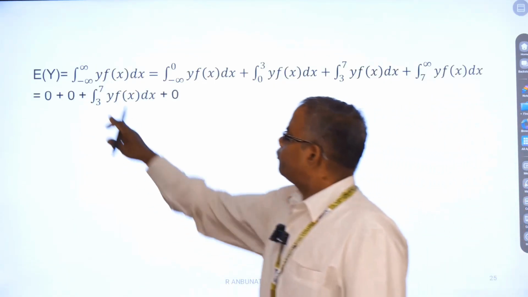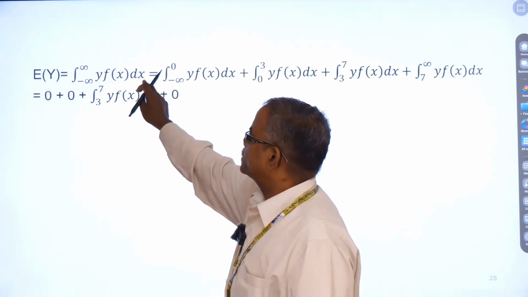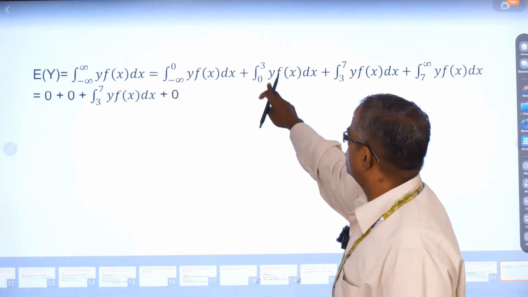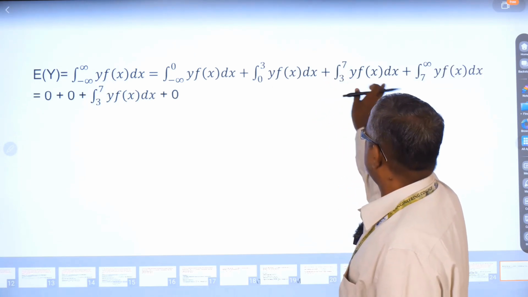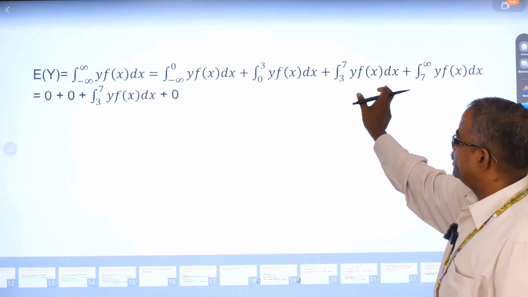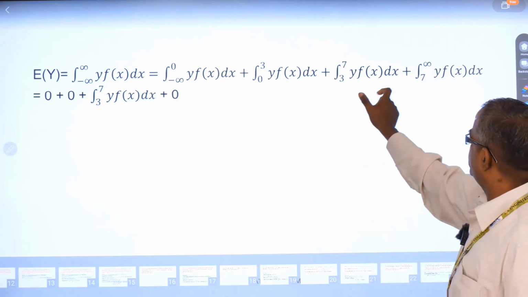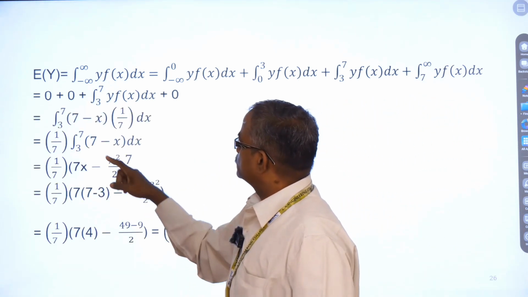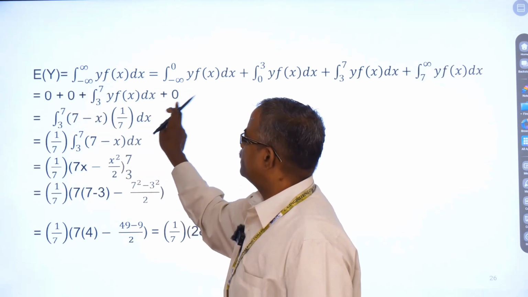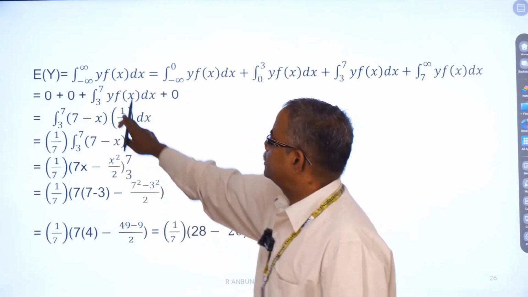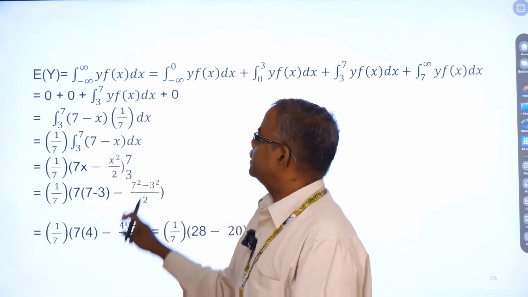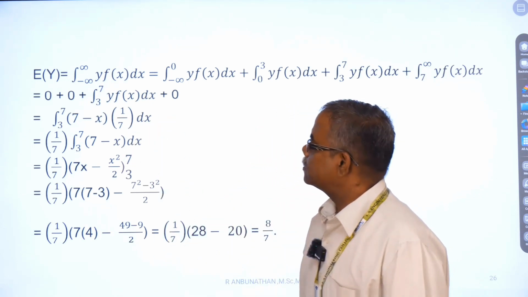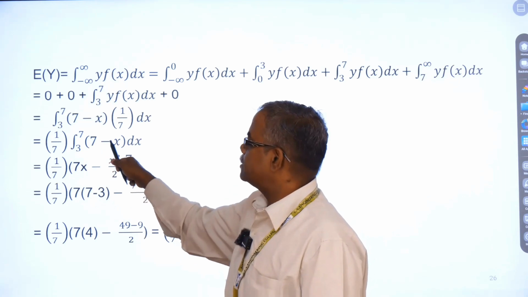Then E of y is defined as the integral from minus infinity to infinity of y times f(x) dx. This value from minus infinity to 0 is 0. From 0 to 3 the function is also 0. Only from 3 to 7 is there a function value, because only there the vehicle waits at the red light. All the other places are 0. The first and last parts are 0, the middle value alone, 3 to 7. Then for y, as in the earlier slide, we found 7 minus x. Then f(x) is the entire function value 1 by 7, dx. 1 by 7 is a constant term, so that is taken out: the integral from 3 to 7 of (7 minus x) dx.